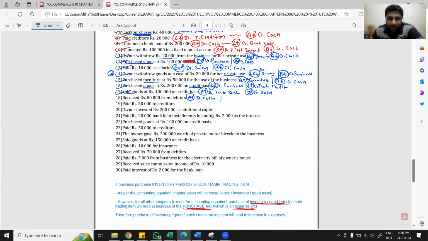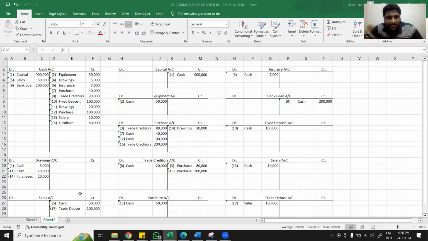So debtor balances are decreasing. Debtor is an asset. That asset balance is decreasing. Asset decreases is credit. Good, correct. So cash debit, debtor credit.